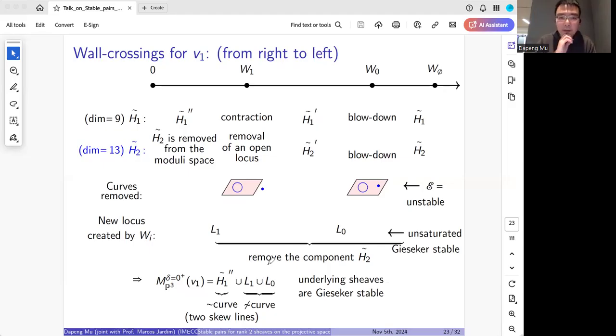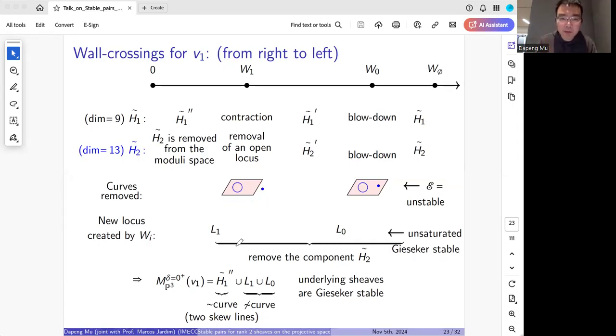Right, it actually contains a lot. Maybe let me explain this part. Here you see the arrow. I pointed to these two curves and I say E is unstable. So this is the criterion: if you have a sheaf that corresponds to either this curve or the other curve, then the sheaf is unstable. For the other one, I point to L1 and L0. So stable pairs there have stable underlying sheaves.